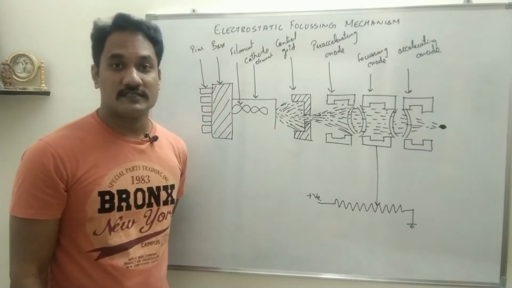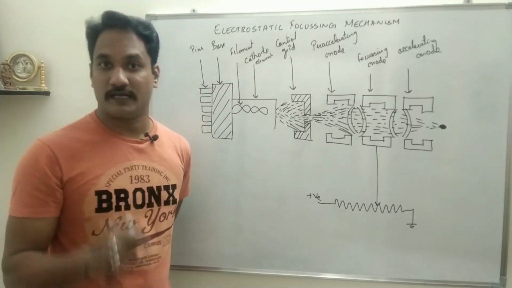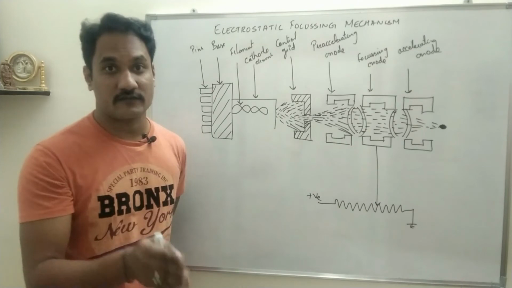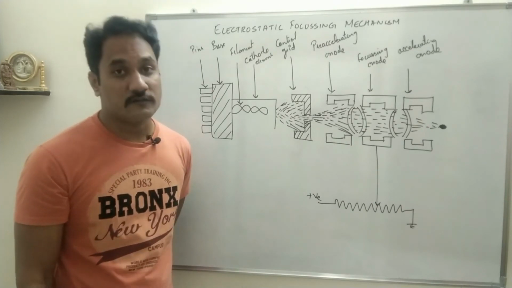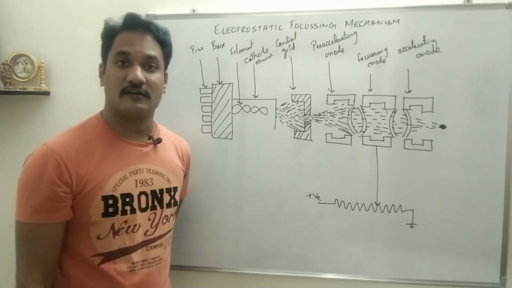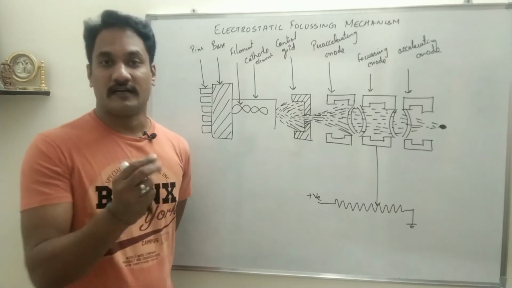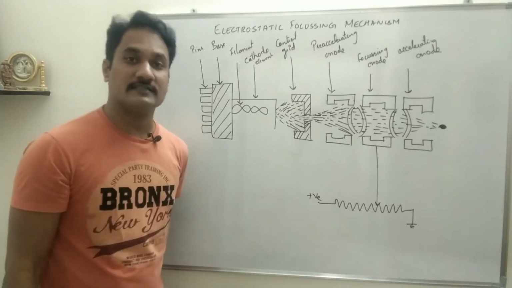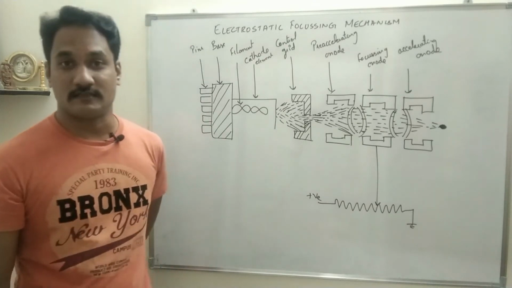And when no force is applied, this dot will travel a straight path and hit the screen exactly at the center. The internal surface of the screen is coated with phosphor. So when high velocity electrons bombard the phosphor, a green color illumination is produced. This we have already discussed in the block diagram of CRT.